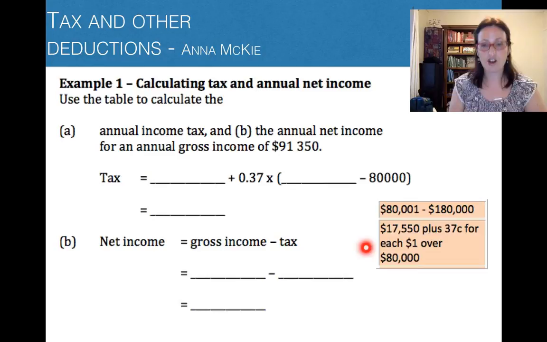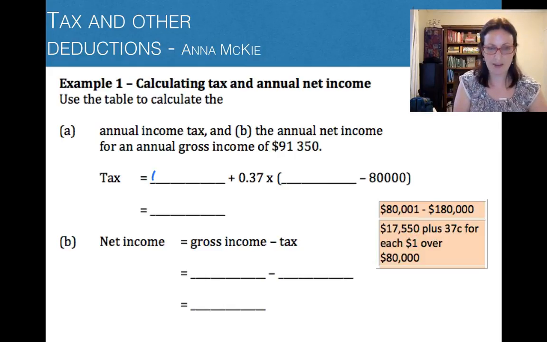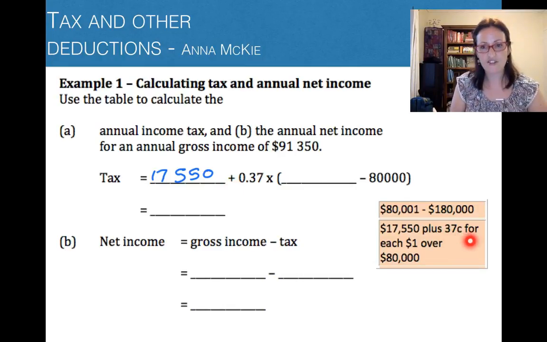As you can see, I've copied and pasted the information there so that we've got it on this page to work out. So let's read it through. It tells us how to work it out. So $17,550. So you instantly have to pay that much tax. So let's fill in the gaps. And then it says plus, so you write a plus sign, 37 cents for each dollar. So 37 cents will be 0.37 in terms of dollars.